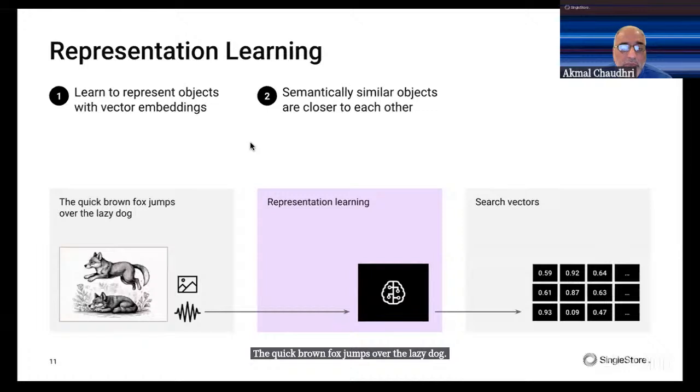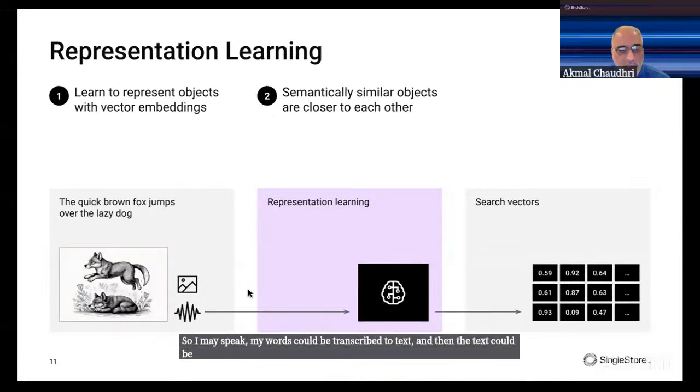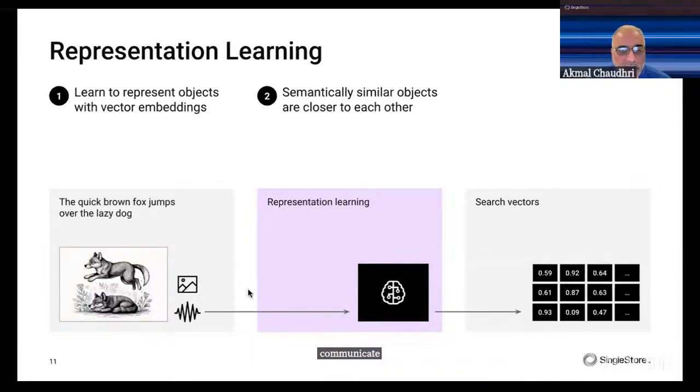However, text is just one representation. We could have, say, an image. There could be an audio file, for example. So I may speak, my words could be transcribed to text, and then the text could be used as a way to communicate and query the database system. We may even have videos, for example. I think this is the representation here.